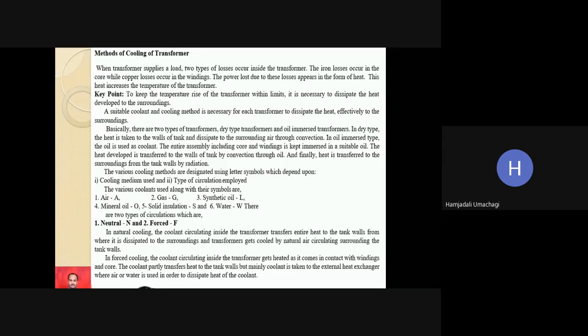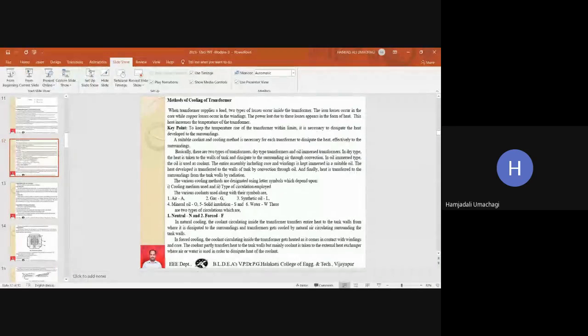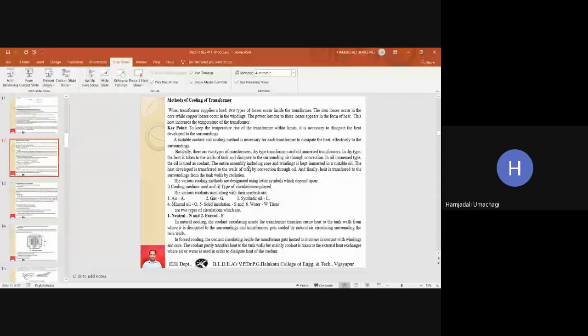The entire assembly, including core and windings, is kept immersed in a suitable oil. So the entire core as well as the winding part will be housed inside a tank, and that tank will carry certain oil, and inside that oil we place both the windings as well as the core, so that whenever heat is developed, that heat can be easily carried by the oil. Then the heat developed is transferred to the walls of the tank by convection through air.